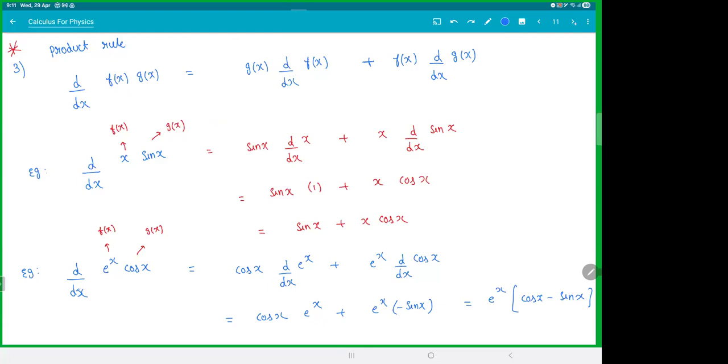Any doubt so far? Anyone not clear with anything particular? Please ask. These are important. Like I said, these are the tools. So if your tools are bad, then you'll have a problem going ahead.